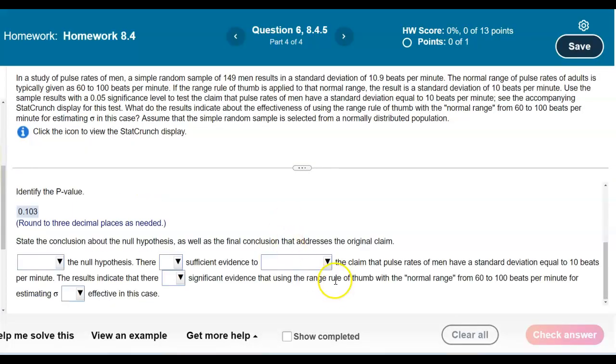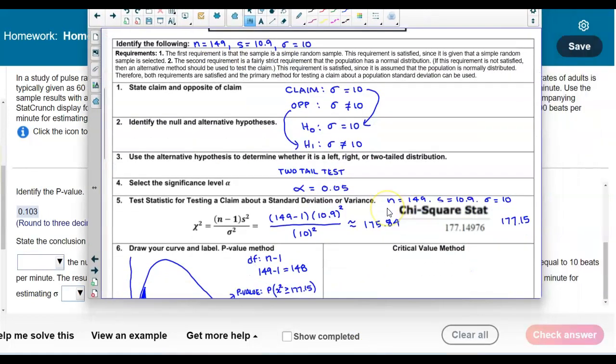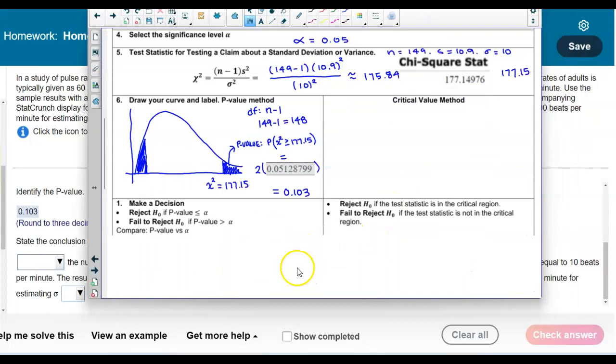Okay, now we want to be able to state the conclusion. In order to state the conclusion, we need to now compare this p-value with the significance level. So we know that the p-value is 0.103, and then we know the significance level is 0.05. If the p-value is less than or equal to the significance level, we reject the null. If it's greater than the significance level, then we fail to reject the null. It's greater than, so we're going to fail to reject the null hypothesis.